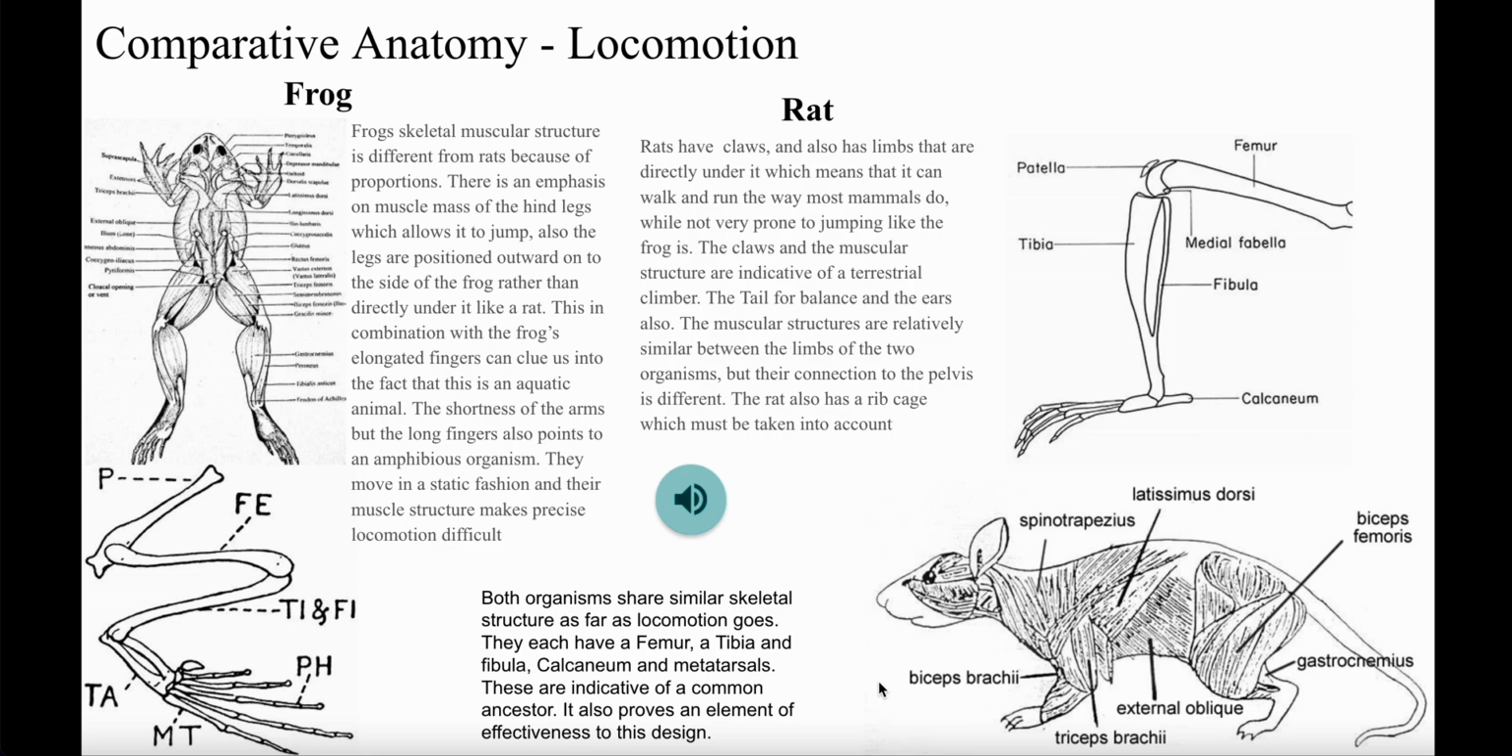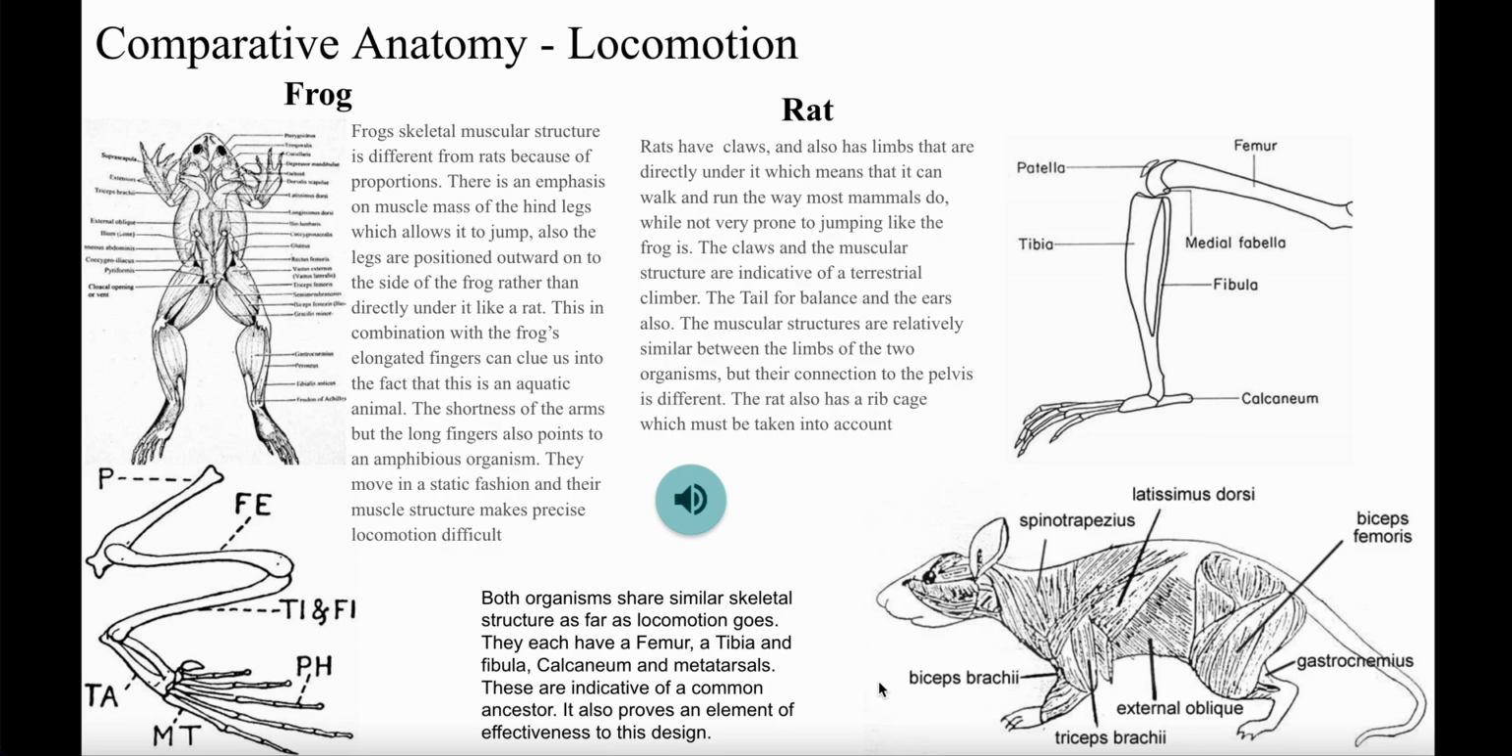Rats are purely terrestrial. They have claws and they have limbs that are directly under them, which means that they can walk and run on all fours the way that most mammals do. Well, they might not be able to jump very high like a frog. The claws and the muscular structure are designed in such a way that they can climb things and they can walk and run, and they are very well suited for a terrestrial habitat, while a frog is different.